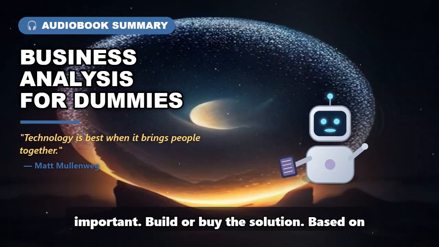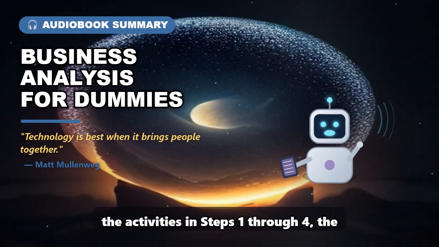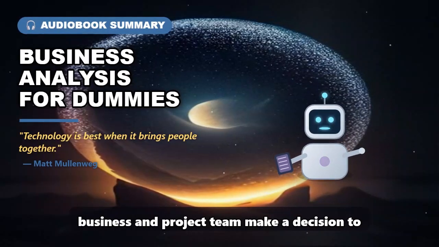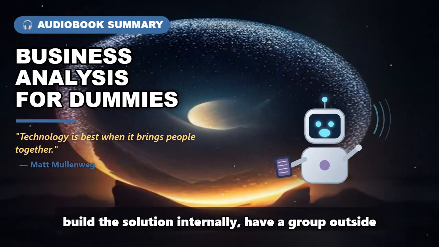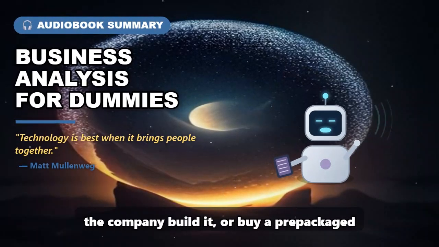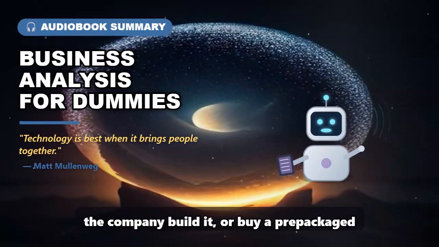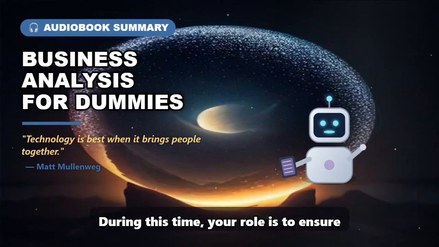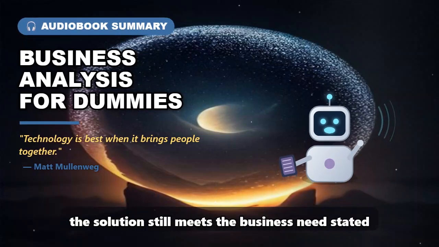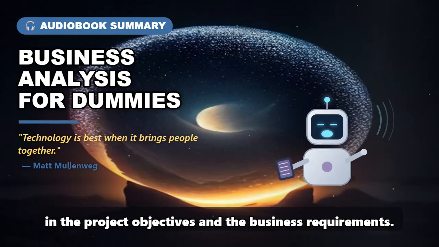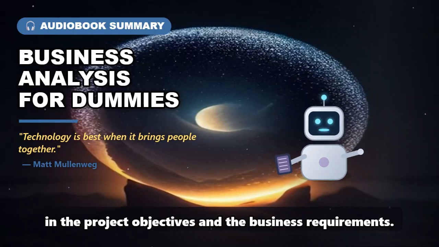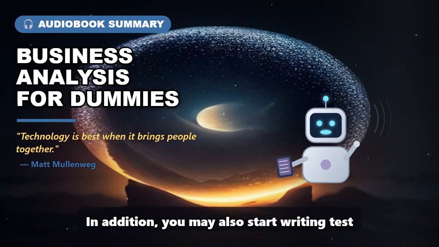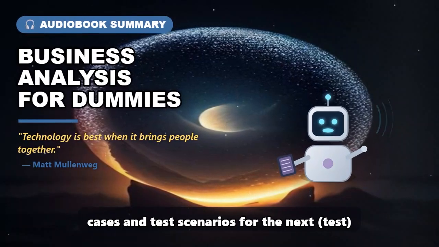Having the BAs available to support the design and development team is important. Build or buy the solution. Based on the activities in steps 1 through 4, the business and project team make a decision to build the solution internally, have a group outside the company build it, or buy a prepackaged solution. During this time, your role is to ensure the solution still meets the business needs stated in the project objectives and the business requirements. In addition, you may also start writing test cases and test scenarios for the next test phase.